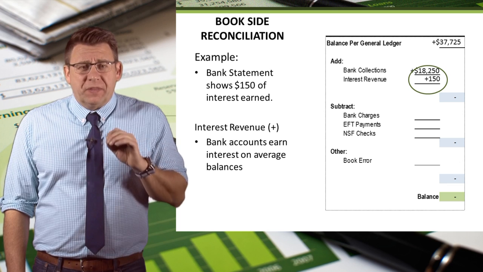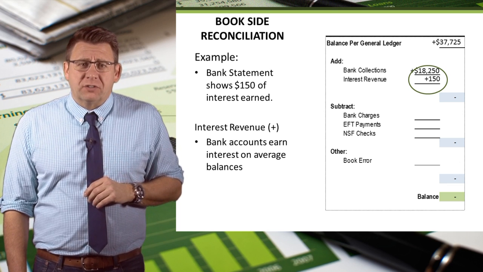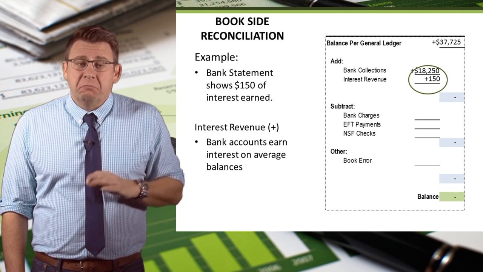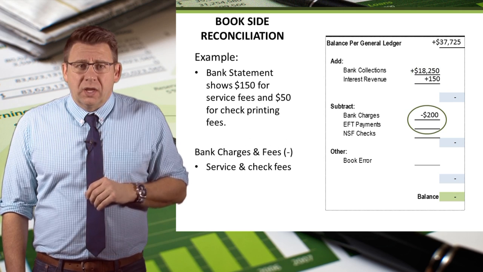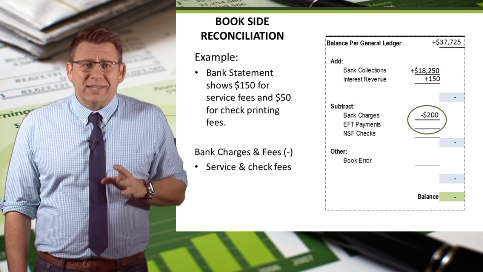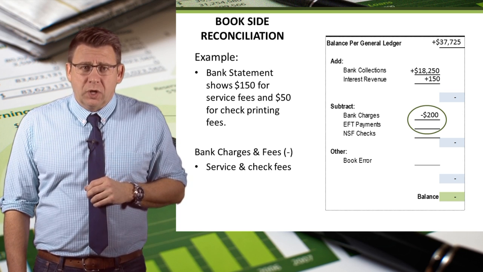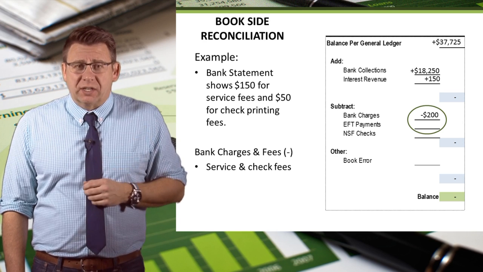Let's also assume that the bank statement shows interest earned of $150. We would add $150 to the book balance because it was added to the bank balance. Continuing, let's assume that the bank statement shows a service charge and fees of $200. We would deduct $200 from the book balance because it was deducted by the bank.